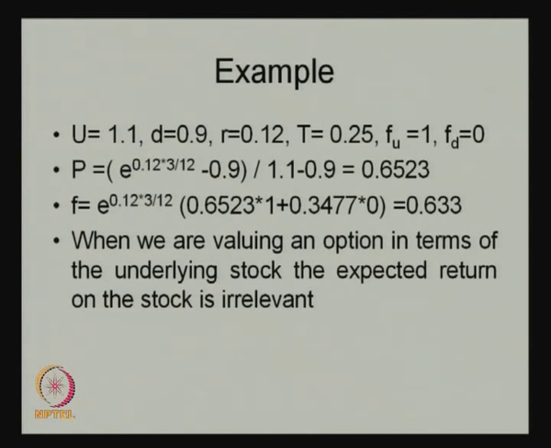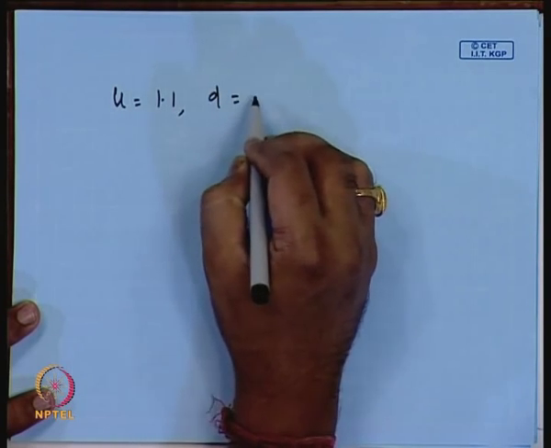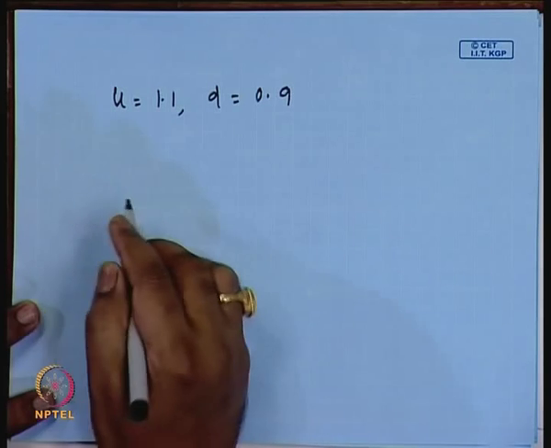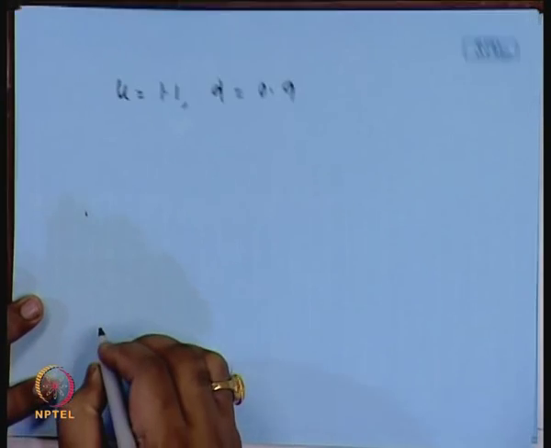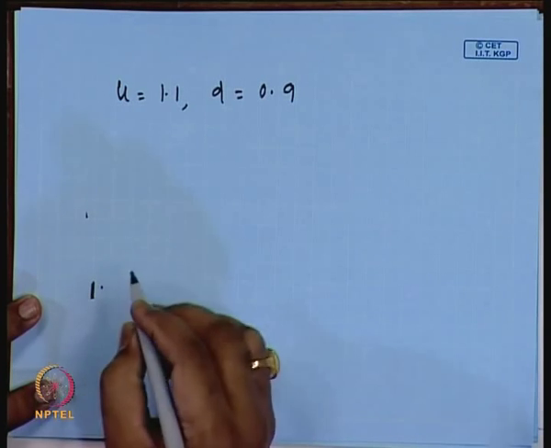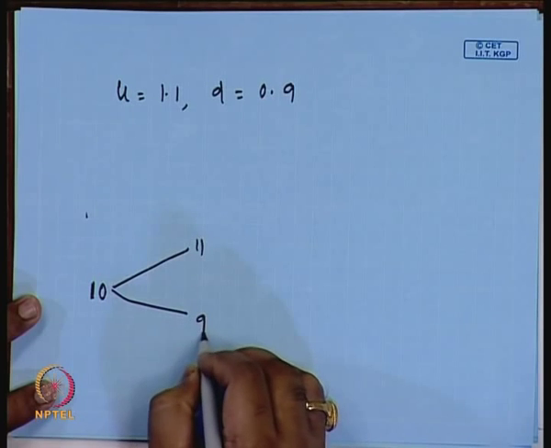If you take a numerical example, it will be more clear how it takes place. Let u be 1.1 and d be 0.9. That means the stock price, let it be 10 rupees, can go up to 11 or it can go down to 9.